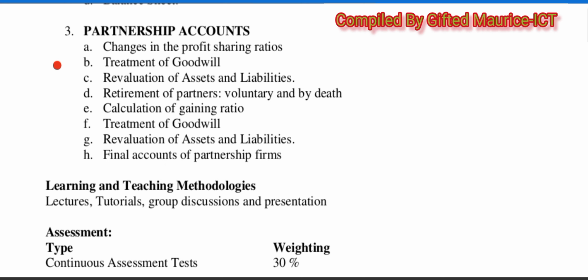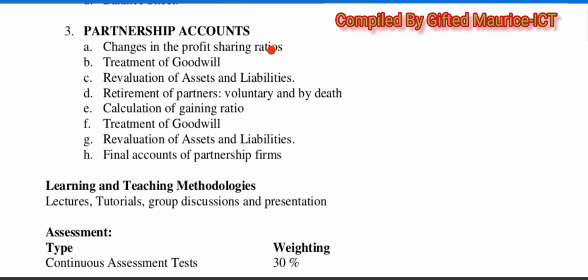So when new partners are admitted into the partnership, you expect certain things to change. Number one, you expect that the profit sharing ratio will change because you have brought in a new partner. Then it means your profit sharing ratio will change. And therefore, how do you compute the new profit sharing ratio after admitting a new partner?